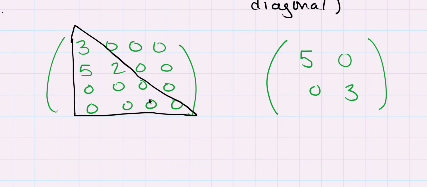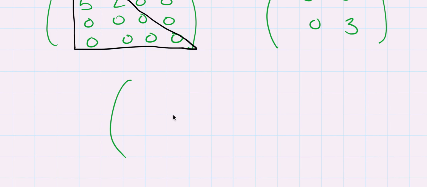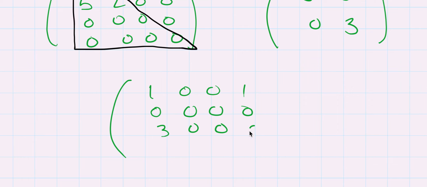And then finally, let's do one more. What kind of matrix is this? This is none of those 3 options. It's not lower triangular, it's not upper triangular, and it's not a diagonal matrix because it doesn't fit into any of those categories.